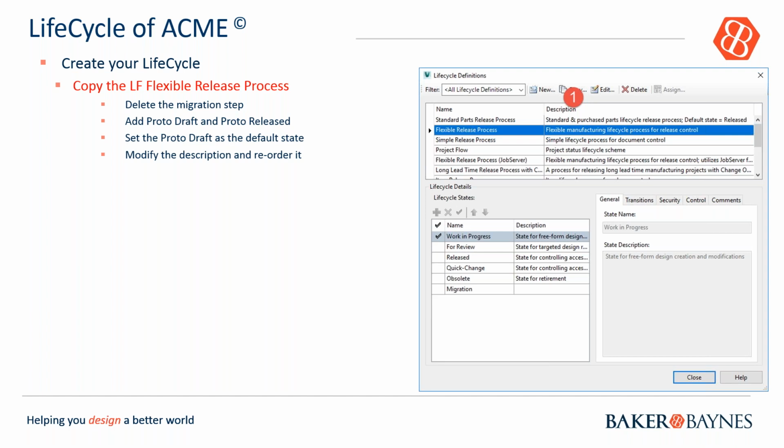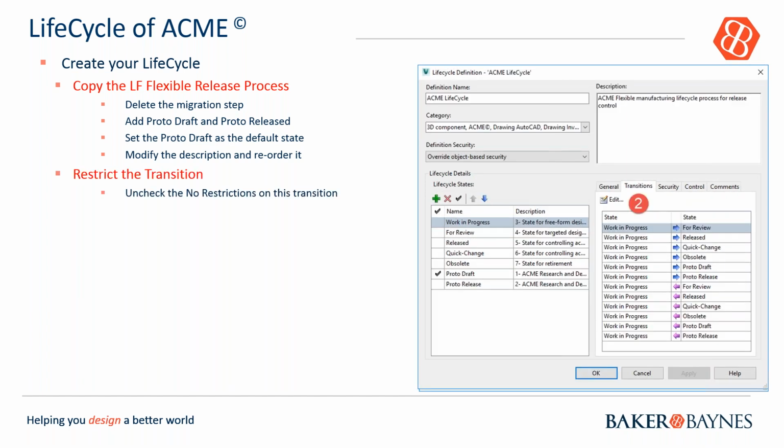So if we look at the snapshot, see that it's got different states that's there. You've got work in progress, review, release, quick change, obsolete, and there's a final one called migration. You could go in and reorder that or edit that naming convention that's there. On the right to that, you see that there's general tab, there's transitions, security, control, and comments. What that does is allows us to actually see how that lifecycle is routing, or how that file is routing in the lifecycle. Now, if we look at it, the transition side of it, you can restrict certain transitions.